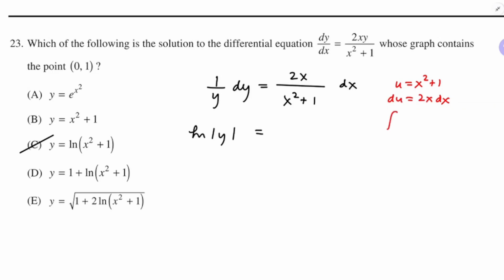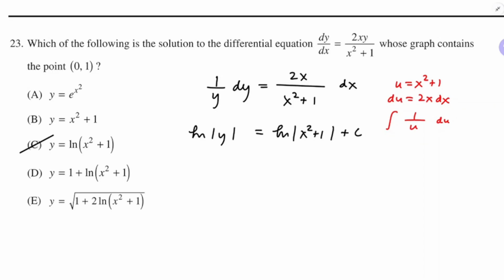Okay, so the antiderivative of, okay, 2x dx becomes the du. I'm left with a 1 over u. That's going to be log absolute value of u. And then u was x squared plus 1 plus c.